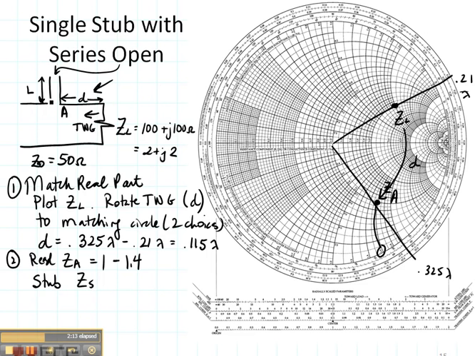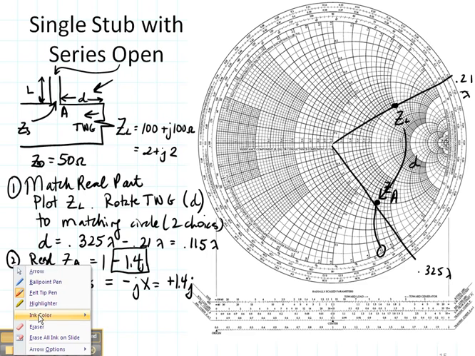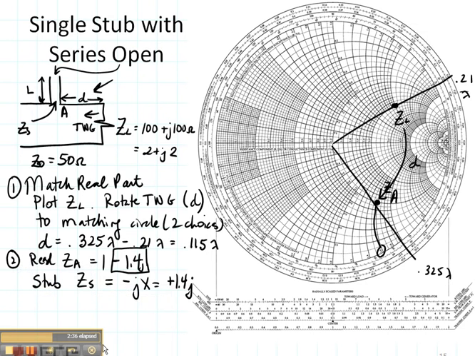Now the next thing that I'm going to do is design a stub so that Z of the stub, the input impedance right there at the front of the stub, needs to be the opposite of this value right here. Needs to be minus jX or plus 1.4j. So let's draw that outside. Now that I'm working on the stub, I'm actually going to change color. The stub I'm going to do in red.